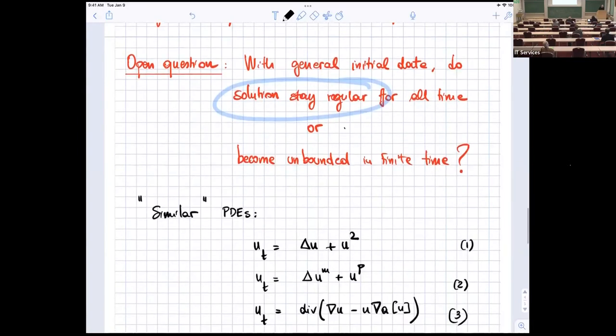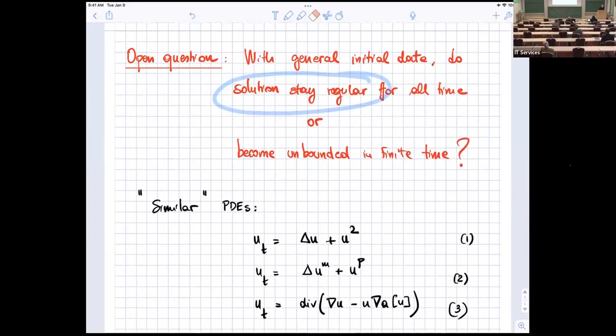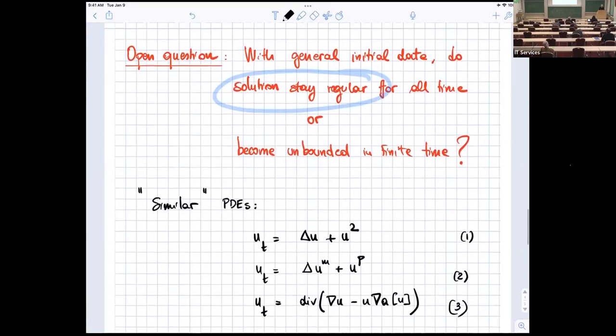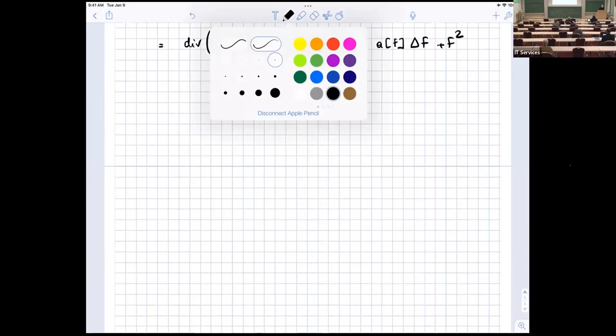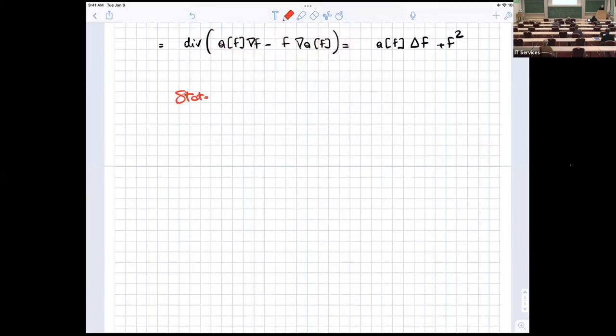So regarding this question, I would like to present 4 results that, in my opinion, as of today, summarize pretty well the state of the art in this field. So, the state of the art regarding global well-posedness versus blow up in finite time.